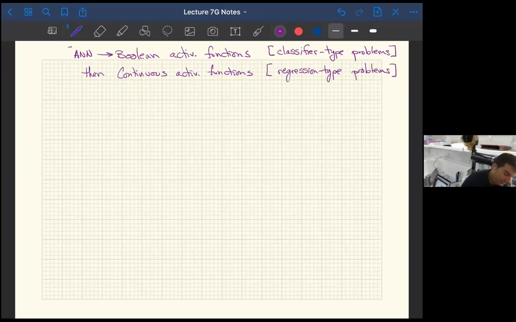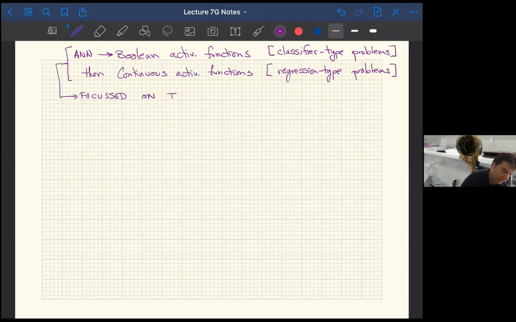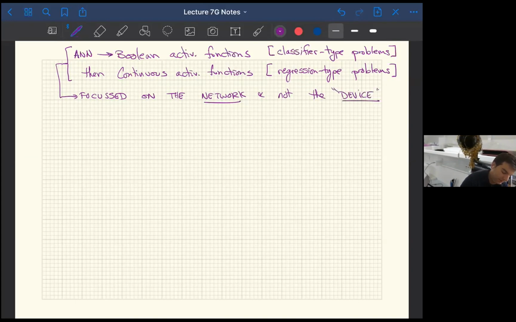But these were really focused on the network and not the device. So the properties of the neuron were ignored.